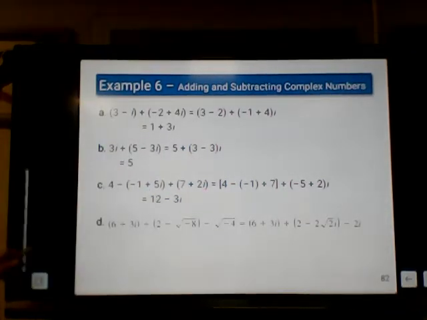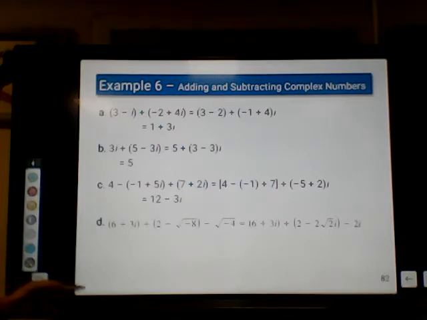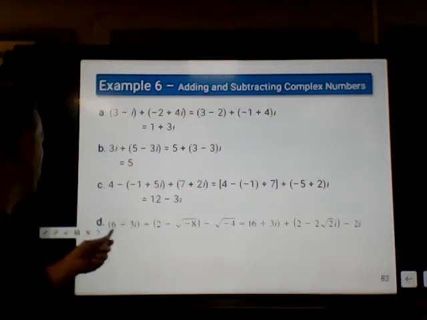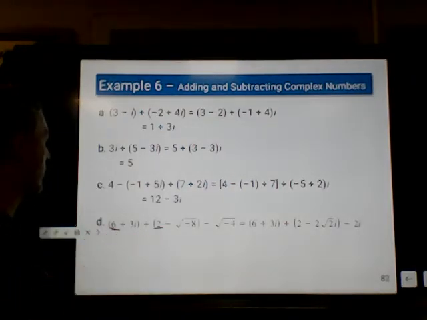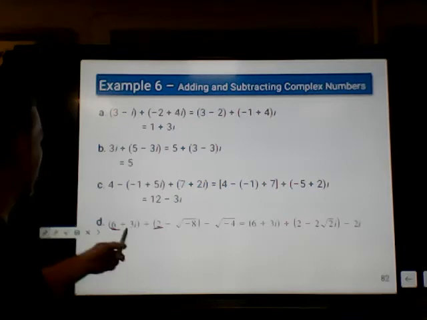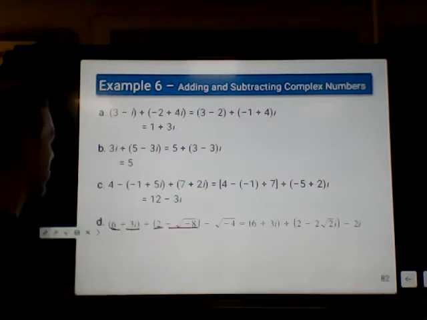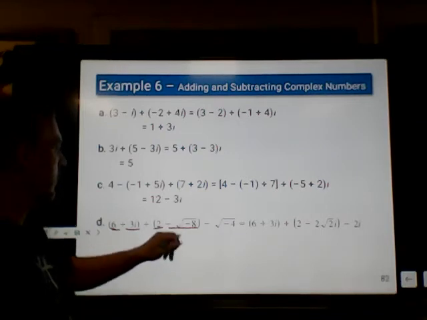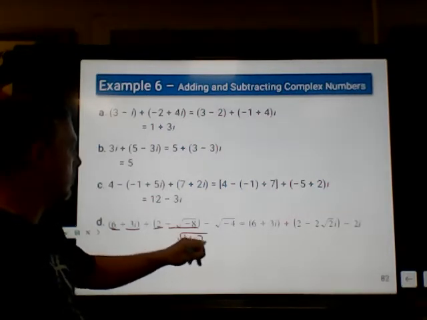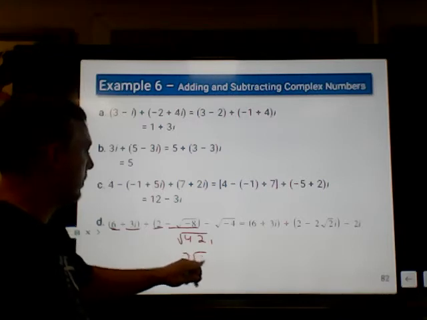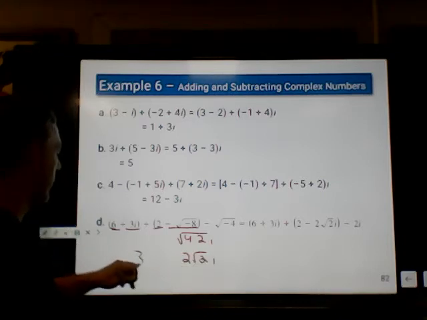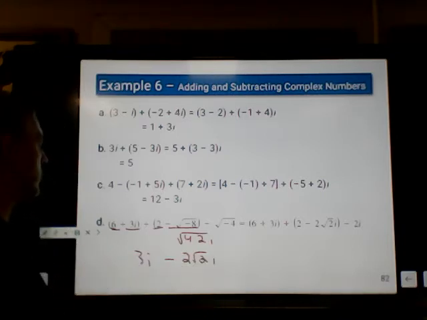And if you have one with parentheses like this, it's still done the same way, just group them together. 6 plus 2 is 8. Now, 3i and minus the square root of negative 8. Well, first of all, you have to pull the perfect square out of here, which is 4 times 2 and i. So 2 square root of 2i. So then you have 3i and you have negative 2 square root of 2i.